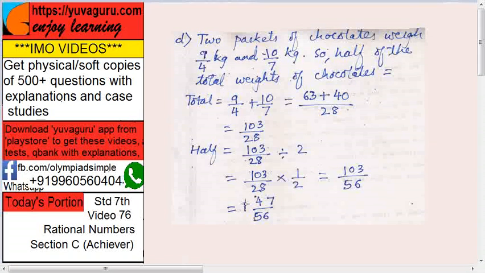56 ones are 56, plus 47. Quite easy one. We have solved this earlier many times. Similar calculations have been done, so not stressing on that.